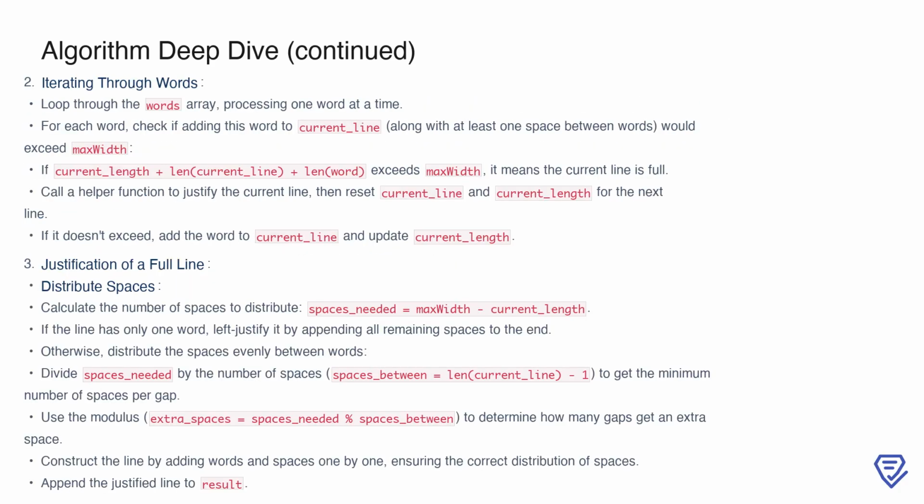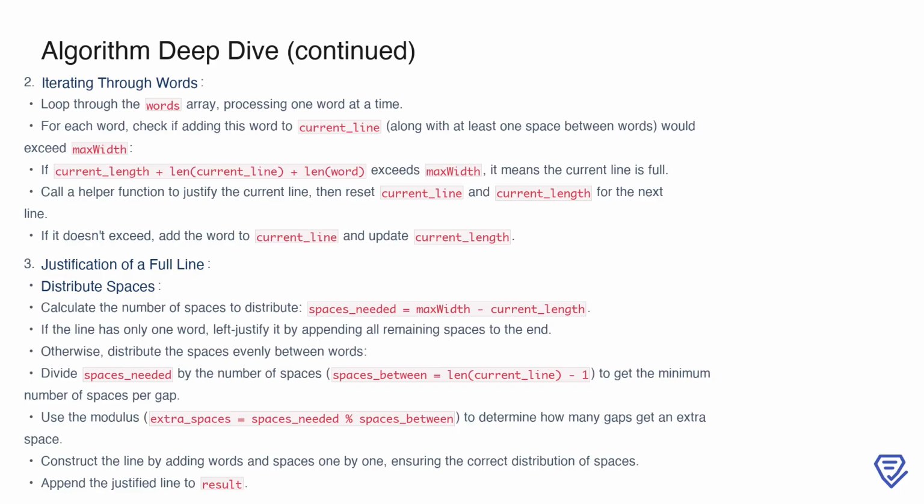Now, we move on to iterating through the words. For each word in the array, we check if adding it to the current_line along with at least one space between words would make the line exceed max width. Specifically, we calculate if current_length plus len(current_line) plus len(word) exceeds max width. If it does, it means the current line is full, so we call a helper function to justify the line.